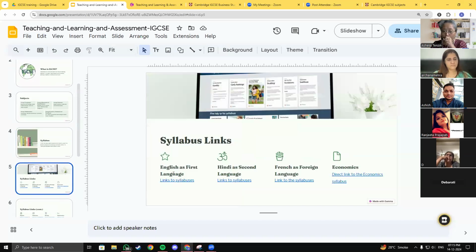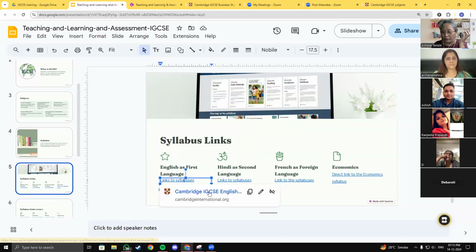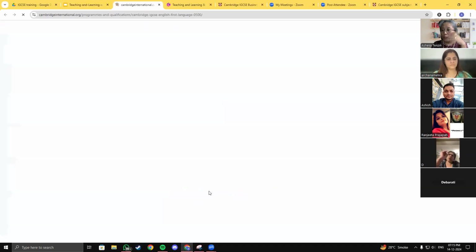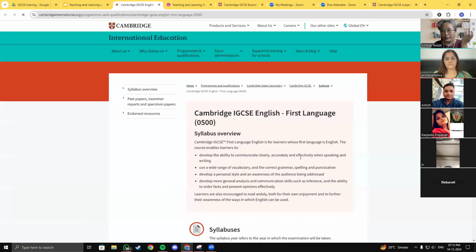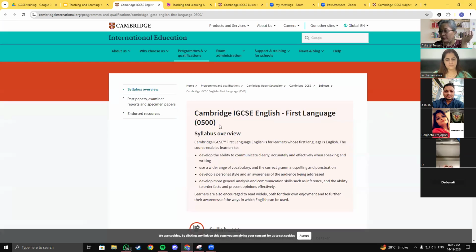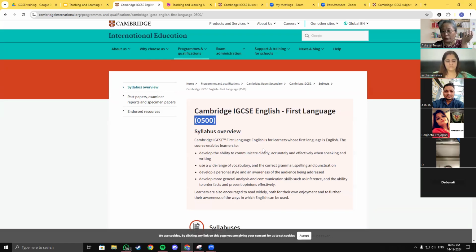So when you look at English as the first language, what is the syllabus of English as a first language? Most of the schools that teach English as a first language offer 0500. This is the subject code. Okay. So English IGCSE first language 0500.